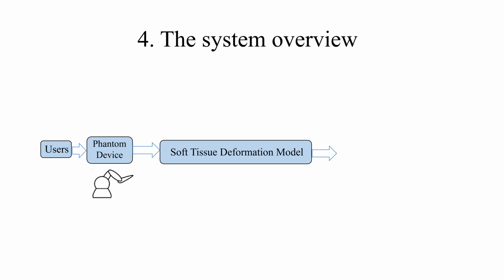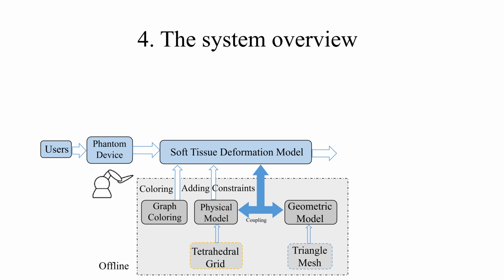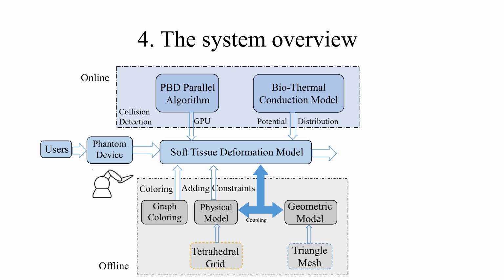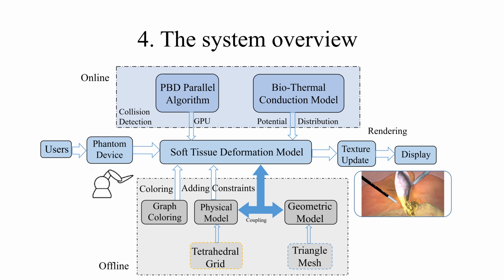This is the software architecture of our developed simulation system. It includes two phases, offline and online. The offline phase consists of loading the geometric model, initializing the physical model, creating stretching constraints and volume constraints, and coloring the physical model using the graph algorithm. For the online phase, the system first detects collision based on the data sent by the force feedback device, then calculates the potential distribution of the model and solves the constraints in parallel for the soft tissue deformation, and finally updates the model texture and shape in a graphic and tactile manner.